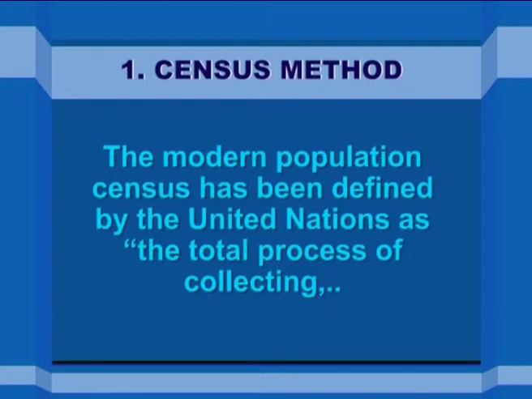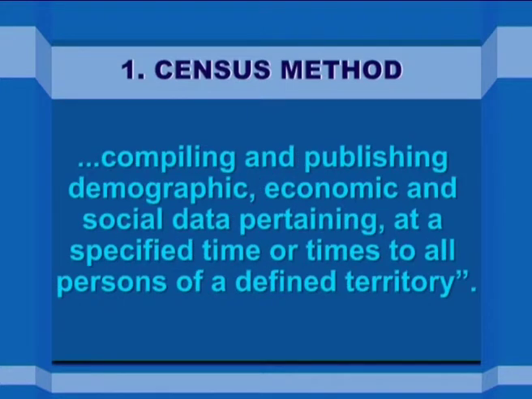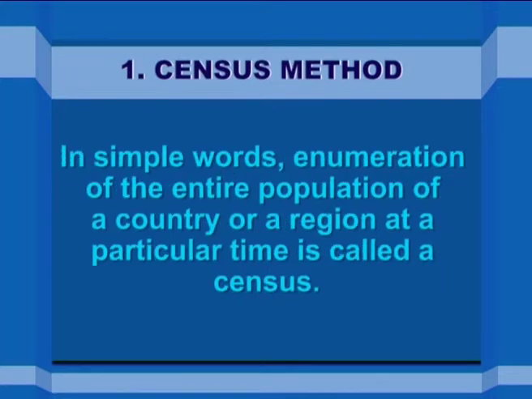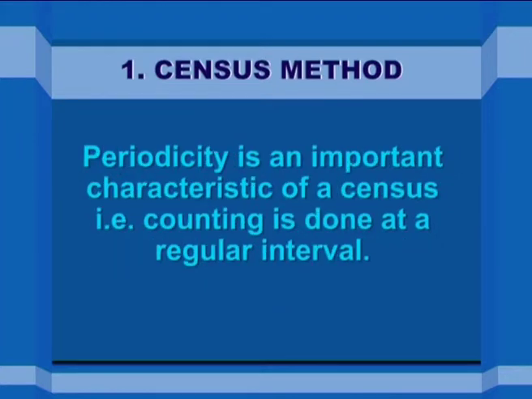The modern population census has been defined by the United Nations as the total process of collecting, compiling and publishing demographic, economic and social data pertaining at a specified time or times to all persons of a defined territory. In simple words, enumeration of the entire population of a country or a region at a particular time is called a census. Periodicity is an important characteristic of a census.